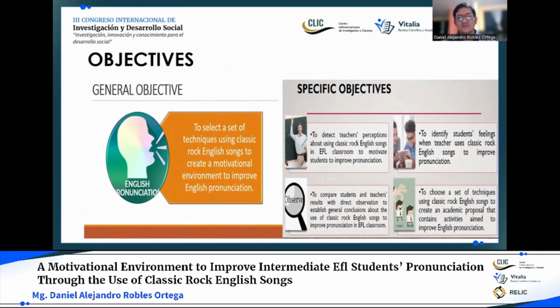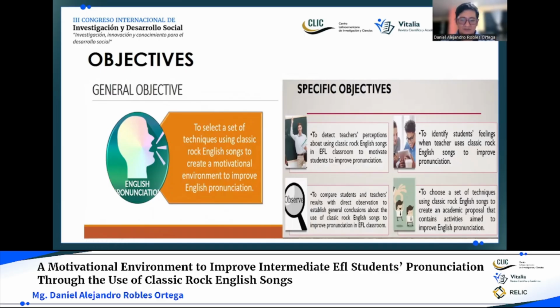The first one is to detect teachers' perceptions about using classic rock English songs in the EFL classroom to motivate the students to improve pronunciation. Later, we have to identify students' feelings when the teacher uses classic rock English songs to improve pronunciation. After that, it is necessary to compare students' and teachers' results with direct observation to establish general conclusions about the use of classic rock English songs to improve pronunciation in the EFL classroom. Finally, we have to choose a set of techniques using classic rock English songs to create an academic proposal that contains activities aimed to improve English pronunciation.